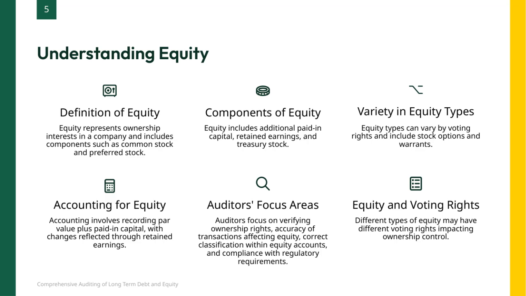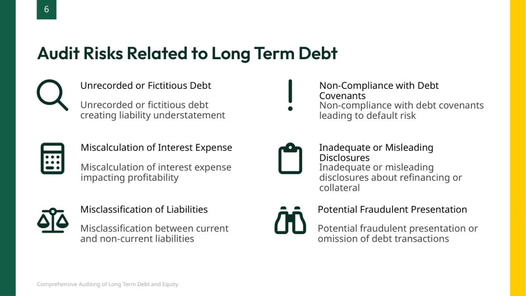When auditors review equity, they focus on ensuring ownership rights are properly recorded, transactions affecting equity are accurate, classifications within equity accounts are correct, and that everything complies with regulatory standards. Finally, it's important to understand that different types of equity often come with varying voting rights, which can significantly influence control over the company.